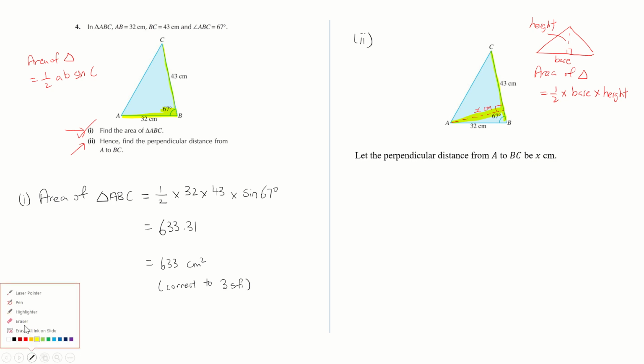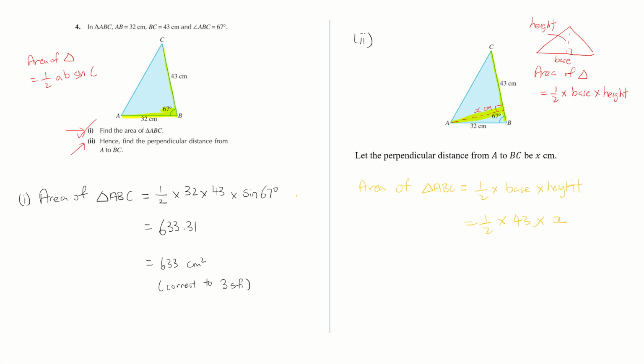Now let's apply our formula. Our area of triangle ABC will be equal to half times base times height. And of course, in this case, my base would be 43 cm, and my height would be the perpendicular distance, which is x. And so I have the area of triangle ABC here.